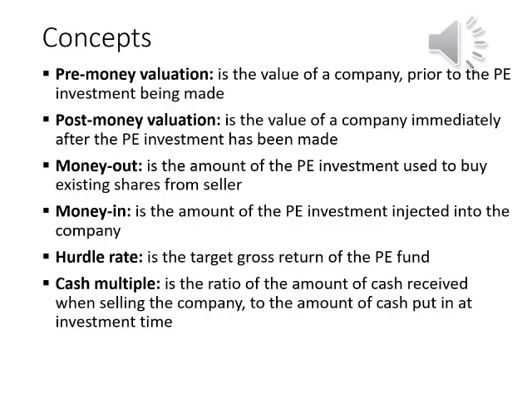The hurdle rate is the target return of the private equity fund, and the amount of this return can vary, but it's what they promise to their own investors. And the cash multiple refers to the amount of cash that the private equity fund will get when selling the company compared to the amount of cash they put in at the time of the investment. So it's a simple arithmetic ratio.